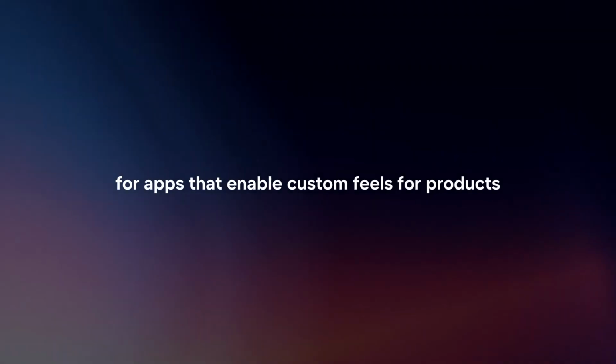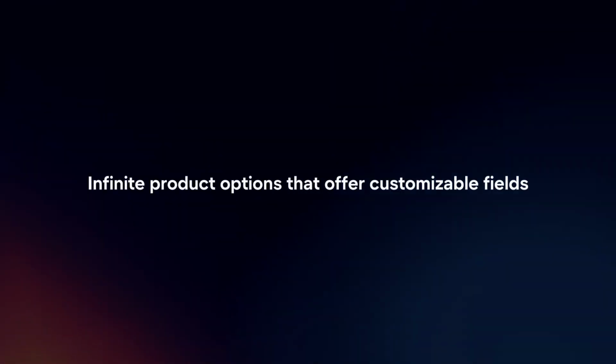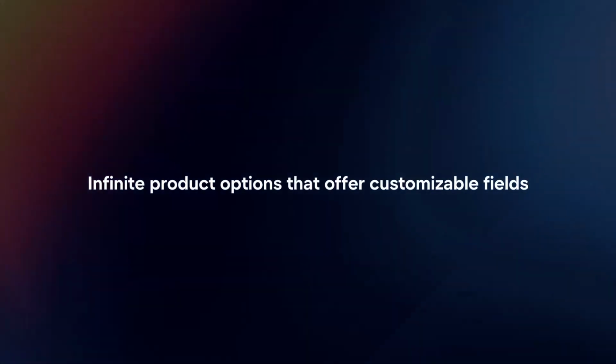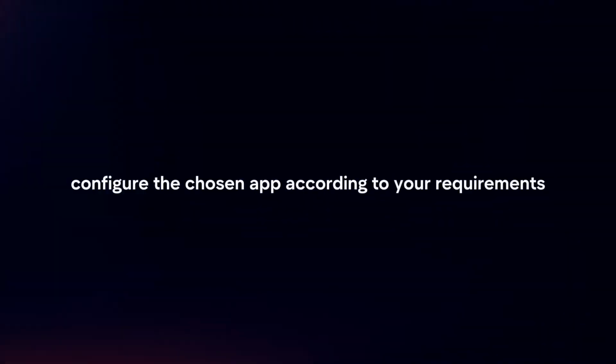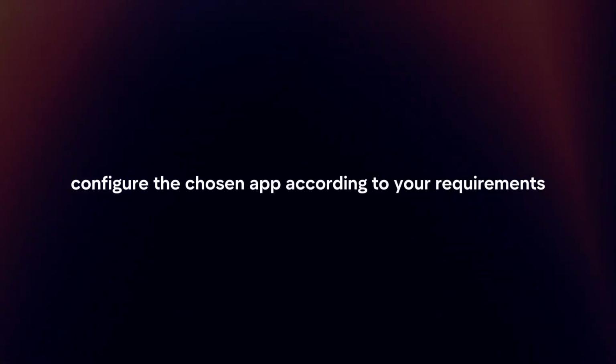Use an app. Explore the Shopify App Store for apps that enable custom fields for products. Look for apps like Product Options and Customizer or Infinite Product Options that offer customizable fields. Install and configure the chosen app according to your requirements.